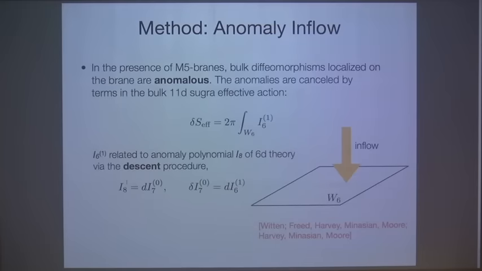The method we used was anomaly inflow for the M5 branes. In the presence of an M5 brane, bulk diffeomorphisms localized on the brane are anomalous. The anomalies are canceled by terms in the bulk 11D supergravity effective action. This integrand is related to the 8-form anomaly polynomial of the 6D theory via the descent procedure.